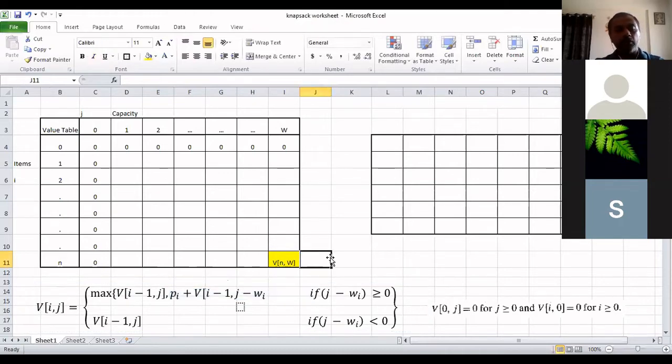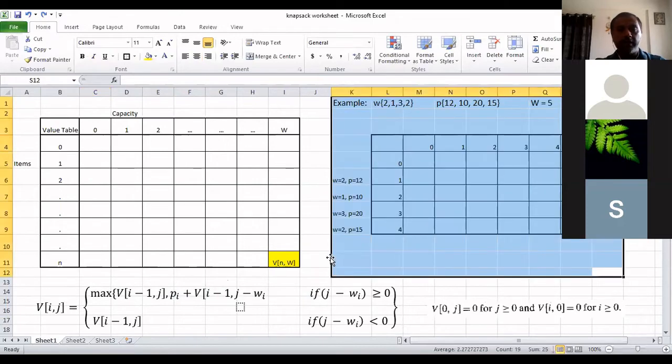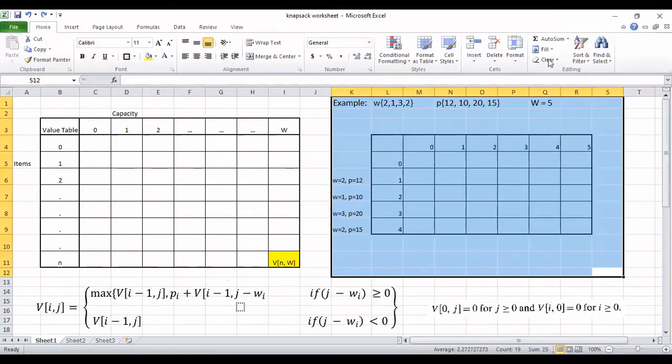Fine. So what we do here is we'll take an example. On the right hand side, you can see there is an example. Can all of you see this?